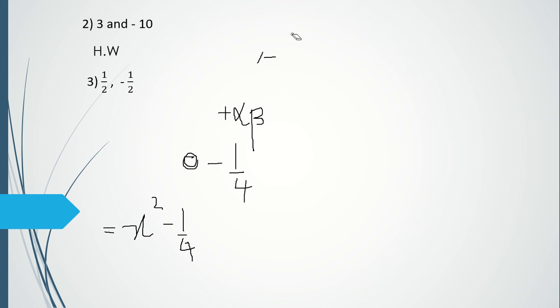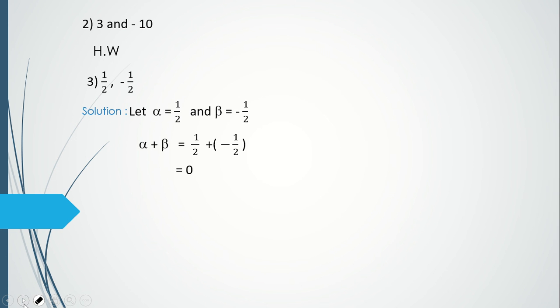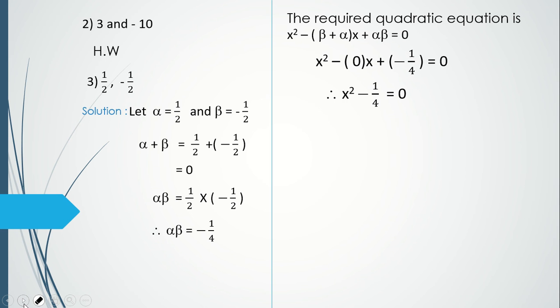Alright, so let us just see what do we get here, whether our answer was right. Okay, alpha is half, beta is minus half. So alpha plus beta is going to be 0 and alpha into beta is minus 1 upon 4. So required equation is going to be x square minus 1 upon 4 is equal to 0. Therefore, that is the required equation.